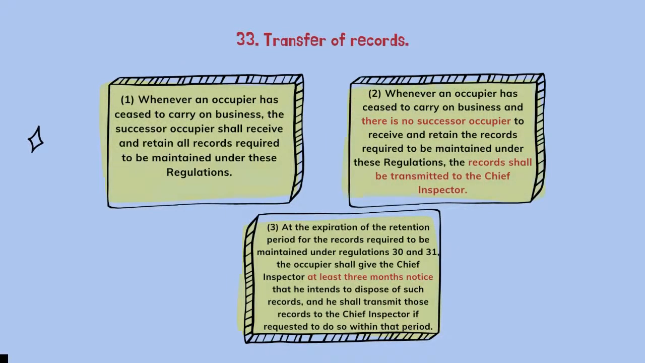Regulation 33, Transfer of Records. First, whenever an occupier has ceased to carry on business, the successor occupier shall receive and retain all records. Second, whenever an occupier has ceased to carry on business and there is no successor occupier, the records shall be transmitted to the chief inspector. Third, at the expiration of the retention period for the records required to be maintained, the occupier shall give the chief inspector at least 3 months' notice that he intends to dispose of such records, and he shall transmit those records to the chief inspector if requested to do so within that period.